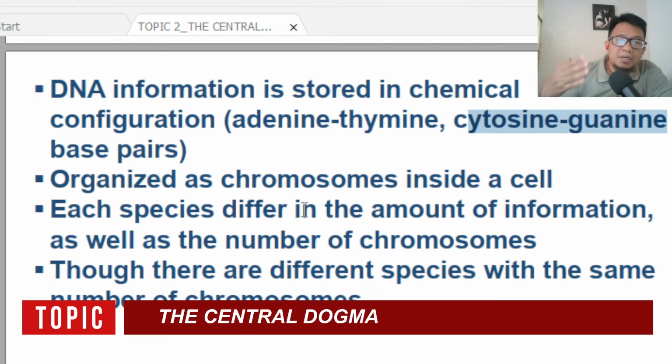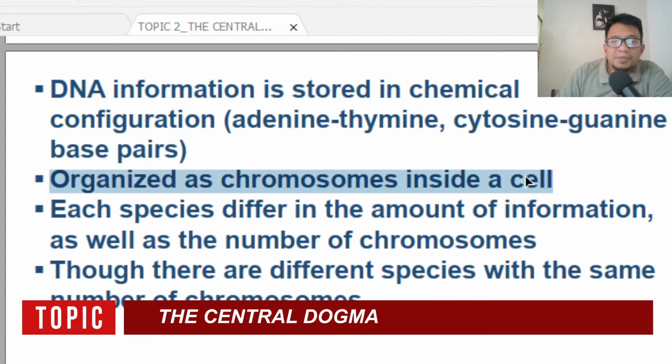And in a DNA strand there are thousands or even millions of ATCG in sequence, and not really alternating, but it looks random, but it's not. It's very specific. Anyway, we are going to discuss that further. So it is organized as chromosomes inside the cell.